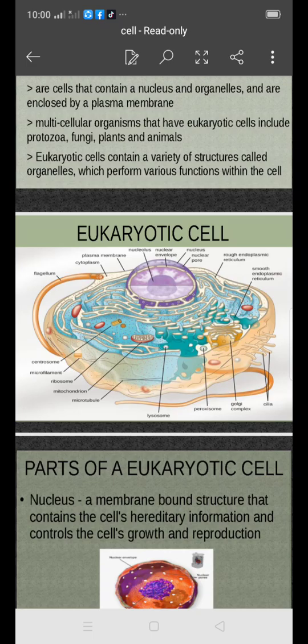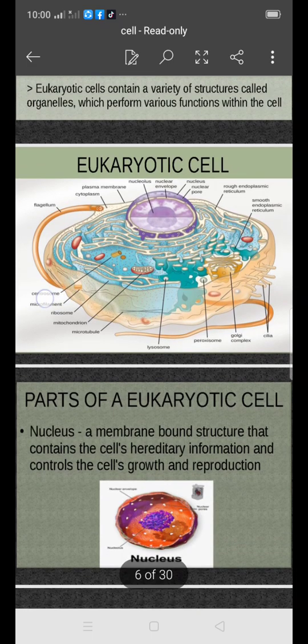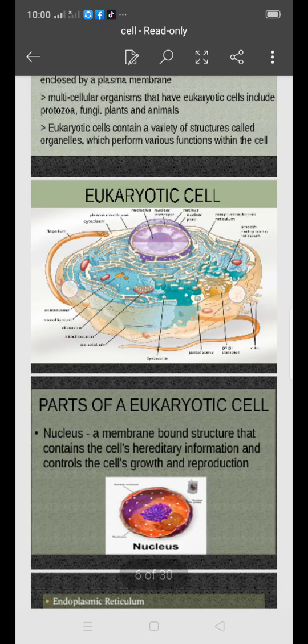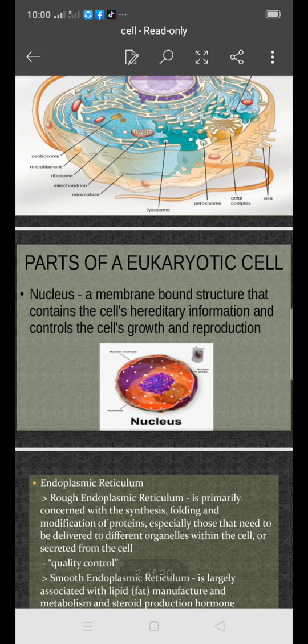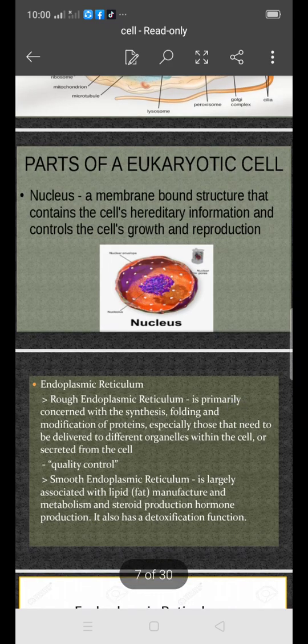So this is the images of the eukaryotic cell. And we have the parts of the eukaryotic cell. You have nucleus, endoplasmic reticulum, rough endoplasmic reticulum, smooth endoplasmic reticulum. So when we say nucleus, a membrane-bound structure that contains the cell's hereditary information and controls the cell's growth and reproduction. So ang nucleus naman ay siya yung nagpo-produce ng mga cell.